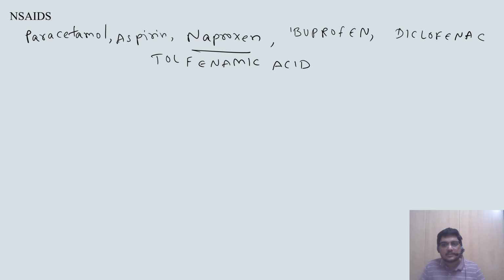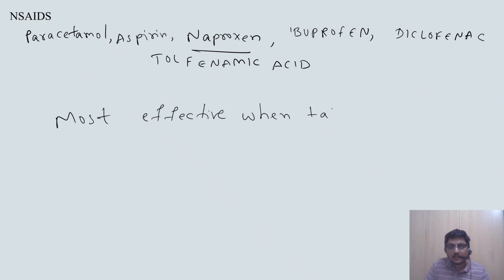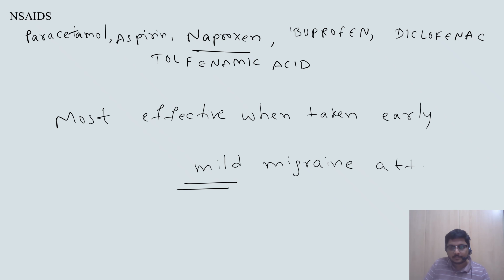So what is the main thing which we should remember about these NSAIDs? These NSAIDs are most effective when taken early. That too, it works only in mild cases of migraine attacks. Next, when the migraine is at a moderate or severe level, then what should we give? Yes, serotonin 1B and 1D agonists, right? What comes under these drugs?